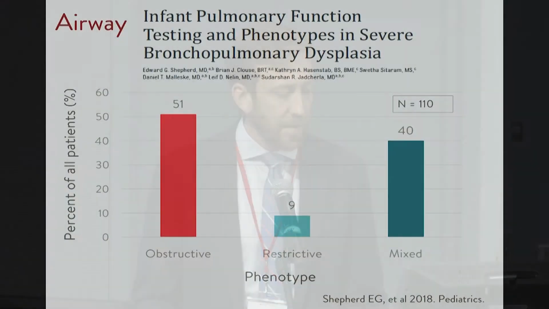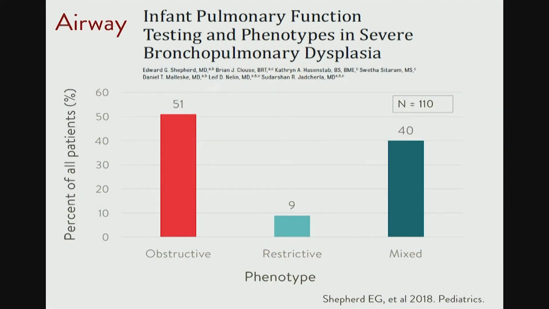Next way to think about the airways, infant pulmonary function testing, and a recent publication in 2018 set out to see if infant pulmonary function testing could reveal distinct phenotypes in severe BPD in the initial NICU stay. This prospective cohort study, with data previously collected in infants with severe BPD over a long range from 2003 to 2016, aimed to classify infants as either having an obstructive, restrictive, or mixed phenotype. The median postmenstrual age was 52 weeks when this testing was done. Looking at 110 patients, 51% had an obstructive phenotype, 9% had a restrictive phenotype, and 40% had a mixed phenotype.